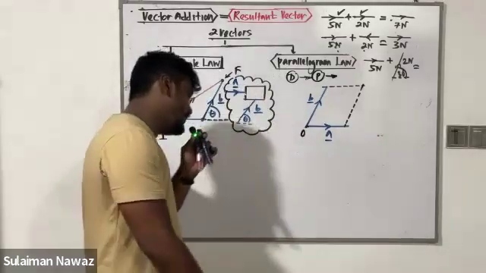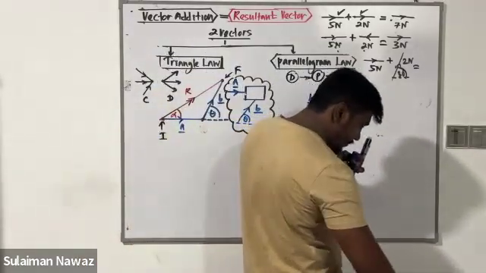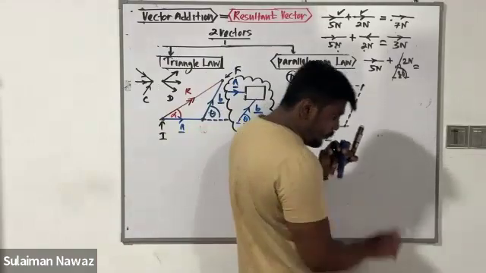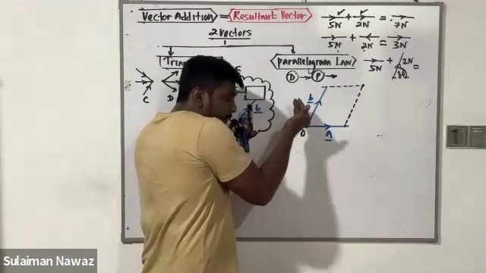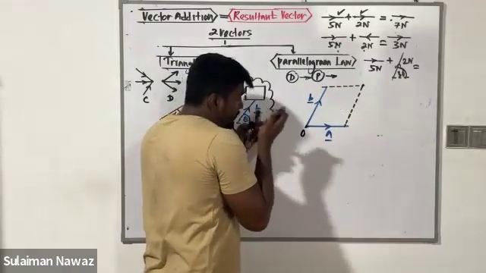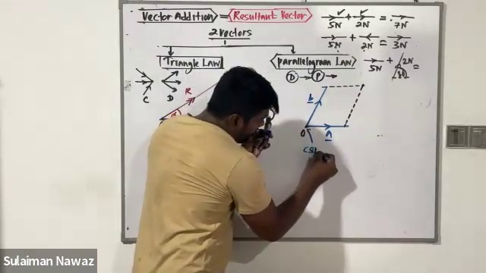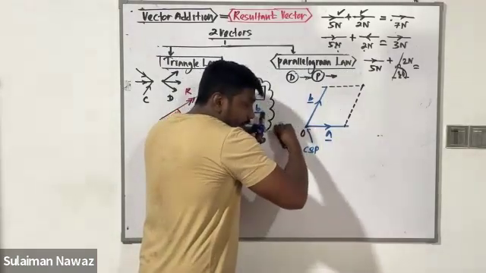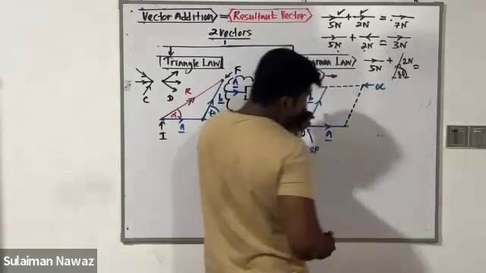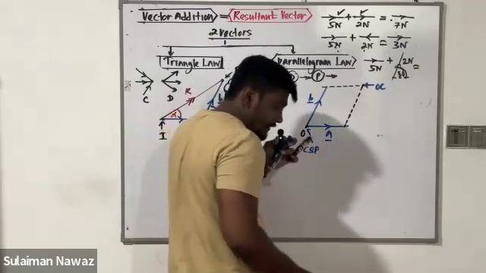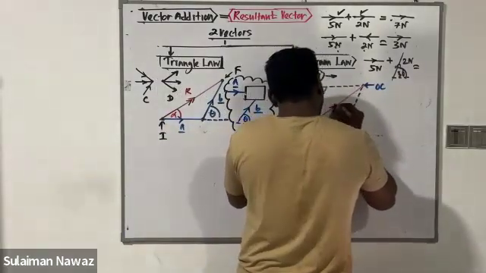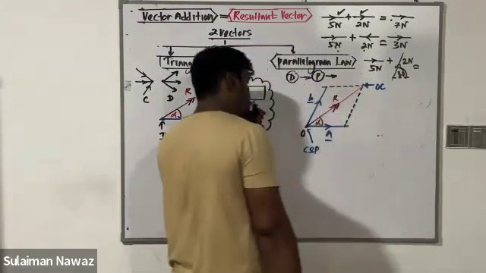Then what does the law say? The law says that if two vectors are represented by two adjacent sides of a parallelogram, the diagonal drawn from their common starting point, this point O, the common starting point, to the opposite corner of the parallelogram, this is the opposite corner, is the resultant vector. When you draw the diagonal of this parallelogram, this is the resultant vector. This angle is alpha, right?